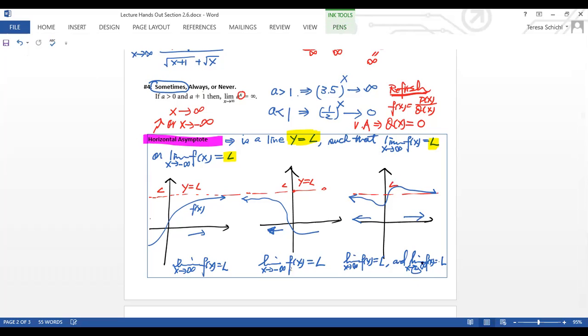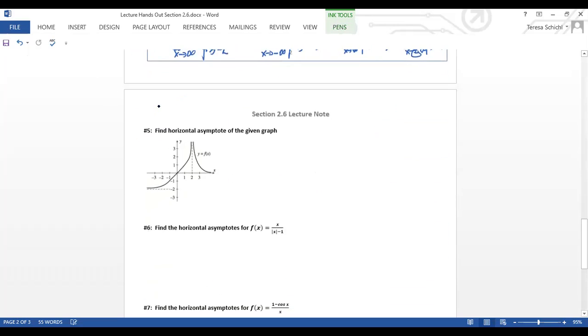So from the previous lecture, we know the vertical. So now we know what the horizontal is. Horizontal is when your x is getting to infinity, getting bigger and bigger. All right, so let's take a look. Find the horizontal asymptote. Remember, a horizontal asymptote is y equal to some number, right?